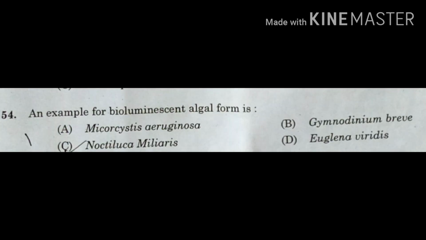Okay, I am inviting your attention to the next question. The question is, an example for bioluminescent algal form is option A, Microcystis aeruginosa, option B, Gymnodinium breve, option C, Noctiluca miliaris, and option D, Euglena viridis.